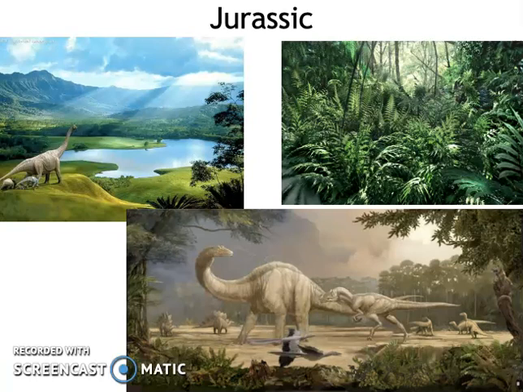In our next lecture, we'll get into the Cretaceous and then talk about what happened that ended the Cretaceous, leading to the extinction of the dinosaurs.